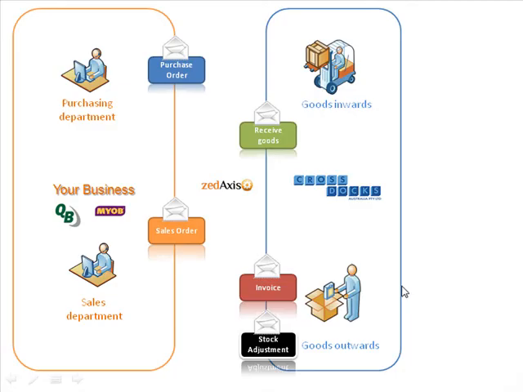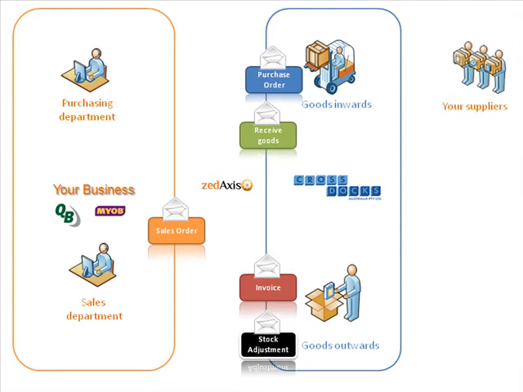So to show you how Zed Axis can provide seamless integration between your business and your trading partner, we've chosen this example. Your trading partner in this instance is CrossDocks. They provide outsourced warehousing solutions to businesses and are a systems integration partner with Zed Axis. So let's say your purchasing department decide to purchase some goods. They'll create a purchase order within QuickBooks or MYOB.